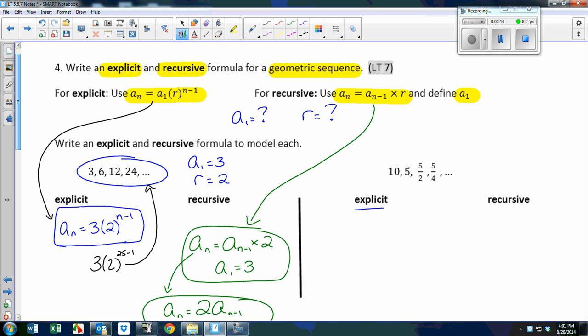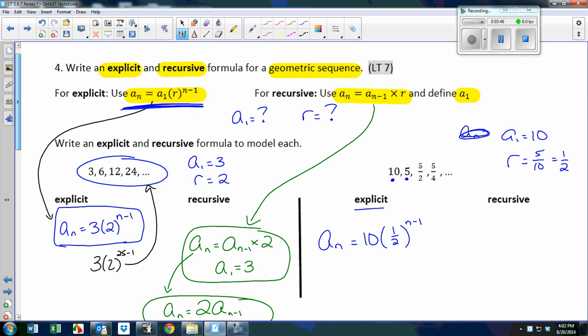For writing an explicit, A sub n, you need A sub 1 and you need R. So A sub 1 in this problem is 10, and the R, remember, you can always find it by taking a term like 5 and dividing it by the term in front of it. 5 divided by 10, so the R is 1/2. So your explicit rule, A sub n equals first term 10 times your R, 1/2, raised to the exponent n minus 1. And that's coming from the explicit formula.